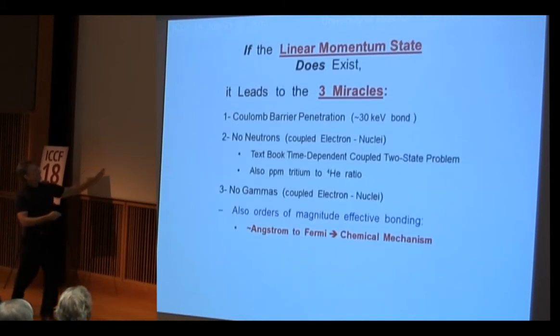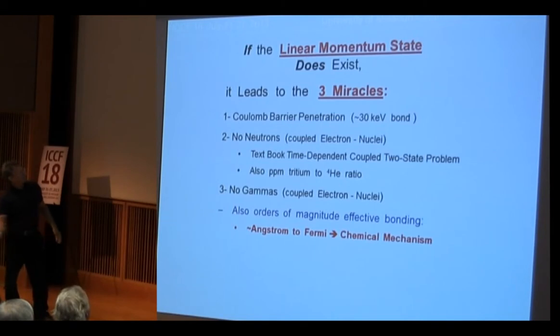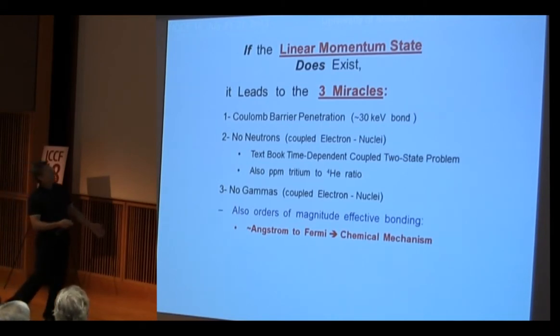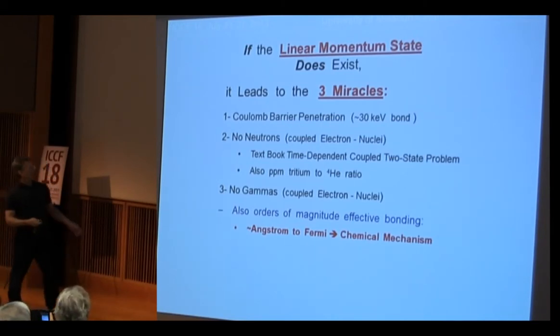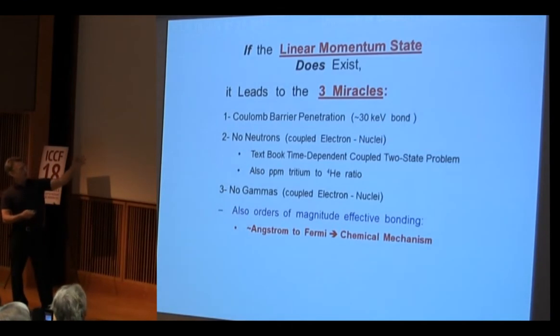So let's see what we need. If this bond is real, then at least do the three miracles quite easily. The Coulomb barrier penetration, because the bond is 30 keV. There's no neutrons because the electron and nuclei are coupled.